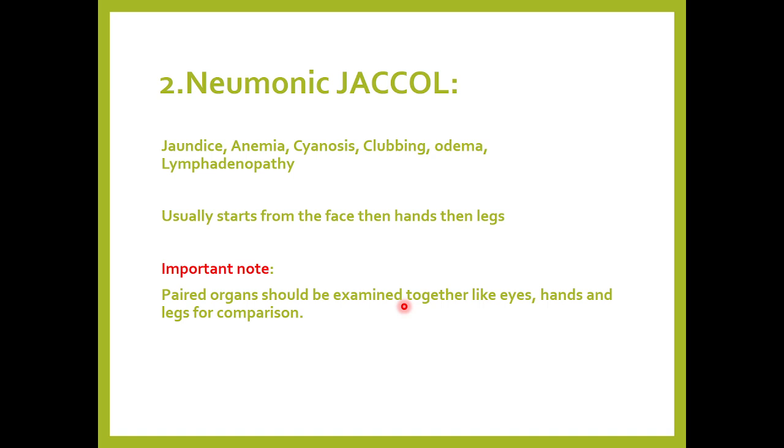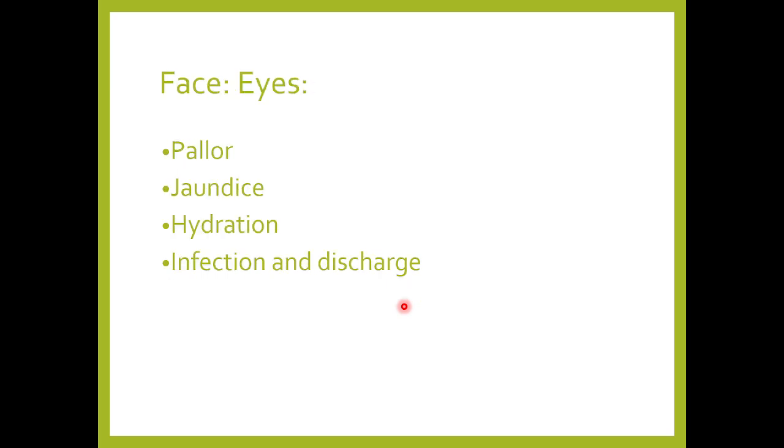Okay, after we complete the general look of the patient, now we take the mnemonic JACCOL. This is for memorization for you: jaundice, anemia, cyanosis, clubbing, edema, and lymphadenopathy. Usually, for a proper examination, we start from the face, then the hands, then the legs. An important note is that paired organs should be examined together, like the eyes, hands, and legs, for comparison between these two organs. Okay, we start with the face.